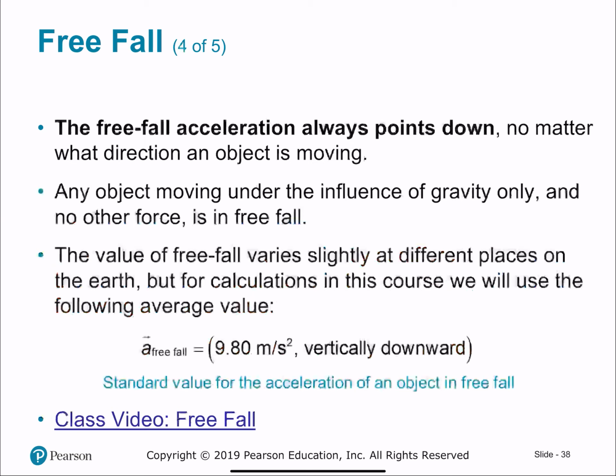All right. So some key points about free falling motion. Free fall acceleration always points down. So that's why typically we say the acceleration of free falling motion is minus g. This minus reminds you that it's pointing down. Free fall happens when the only force acting is gravity. So that means the only acceleration happening is gravity. And the value for the acceleration, the value that we're going to use for most problems, is 9.8 meters per second squared.